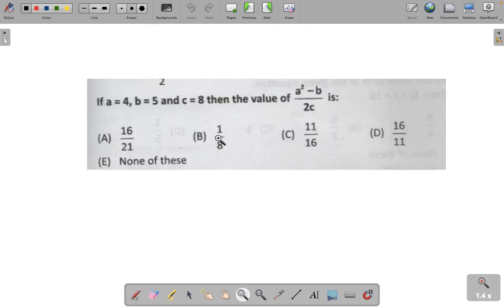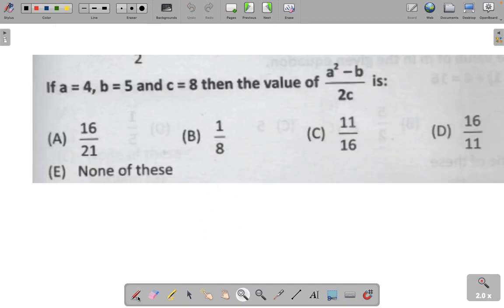Okay. Similarly, try finding the value of this. So you have three variables A, B, and C. You are given the value of A, the value of B, and the value of C. See, the value of A is given as 4. So instead of A, just substitute 4. So you'll get 4 square.